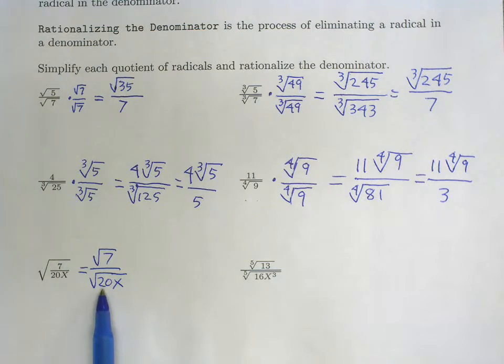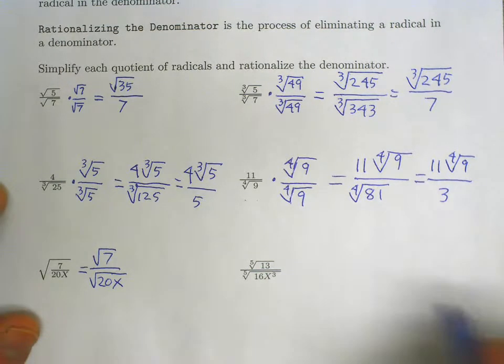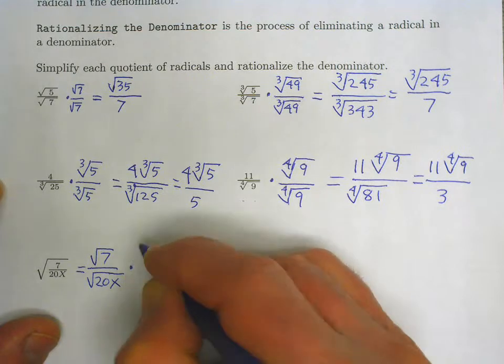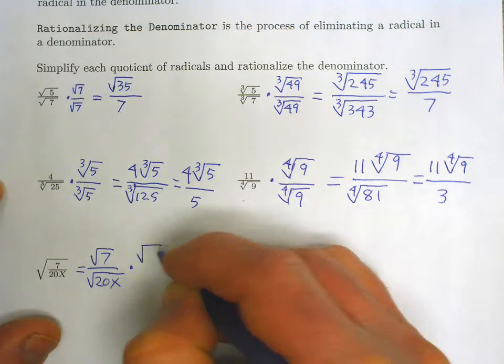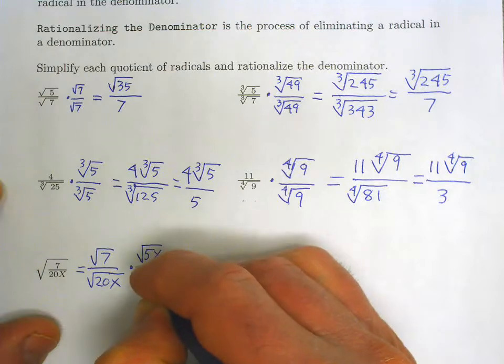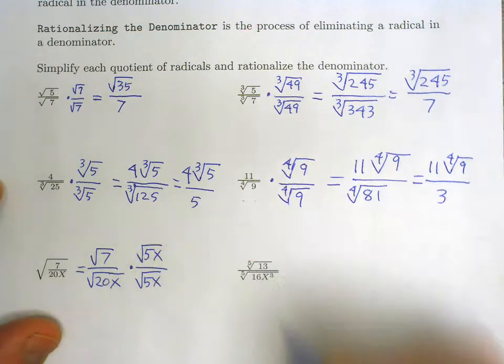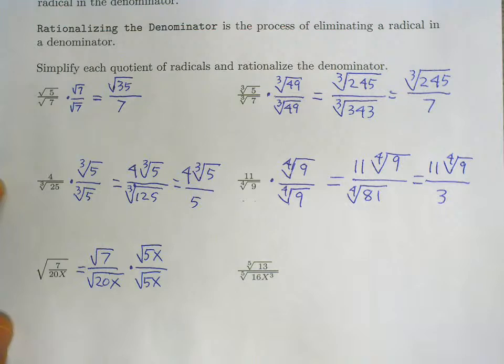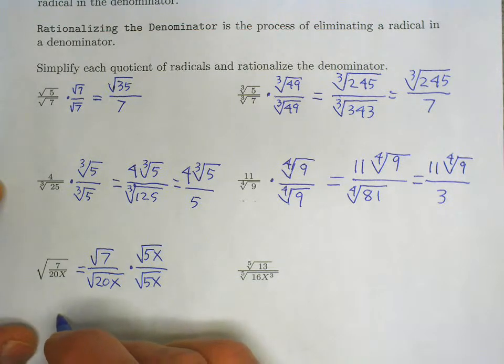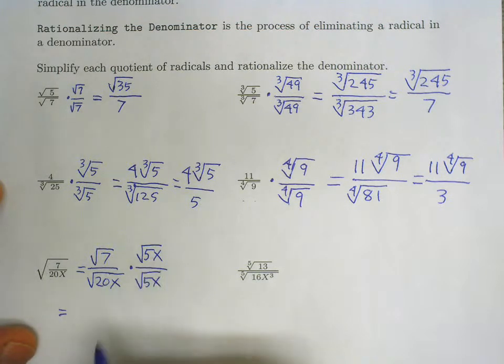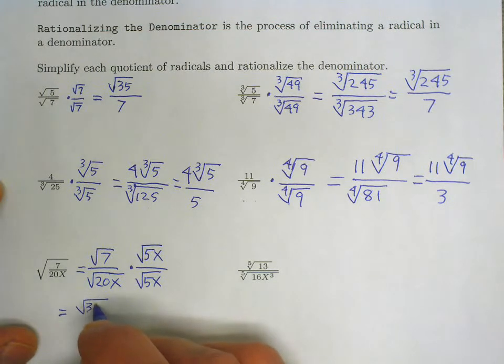Start with the factor 20. If you multiply 20 times 5, you get 100, and 100 is a perfect square. And if you multiply x by x, you get x squared, which is a perfect square. So this analysis indicates that we should multiply by 1 in the form the square root of 5x divided by the square root of 5x. And in the numerator, the square root of 7 times the square root of 5x is the square root of 35x.